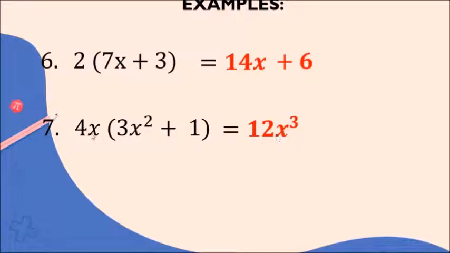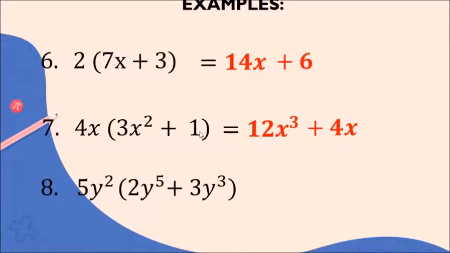So, in our first term, the resulting expression is 12x cubed. Okay, now how about this one? 4x times 1, of course, that is still 4x. Now, remember this one, class. Anything that is multiplied to 1 is the number itself. So if it's 4x multiplied to 1, that's basically 4x, okay? So let's have our last example.